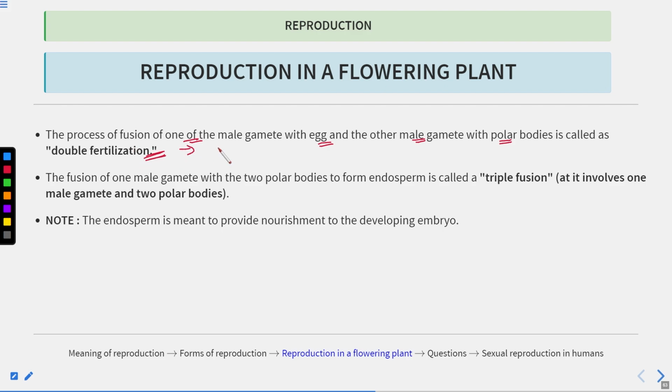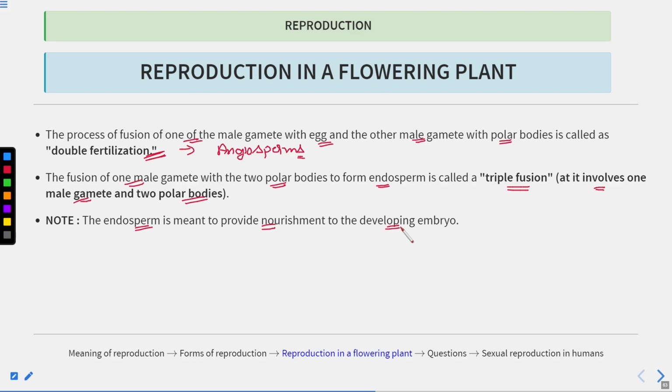So this double fertilization is seen in the higher plants such as angiosperms. Angiosperms are flower bearing plants. Clear? And the fusion of one male gamete with the two polar bodies to form the endosperm is known as triple fusion. Why? Because it involves one male gamete and two polar bodies. Clear? Now what is an endosperm? Endosperm is meant to provide nourishment to the developing embryo.